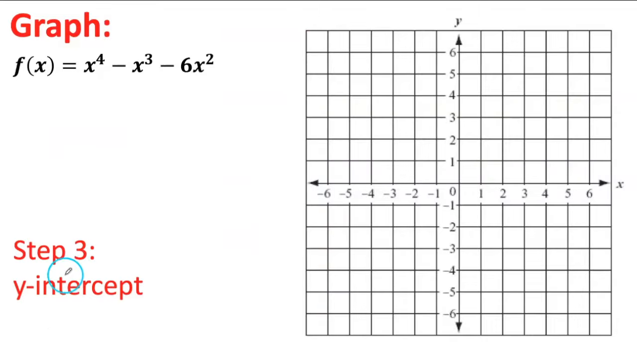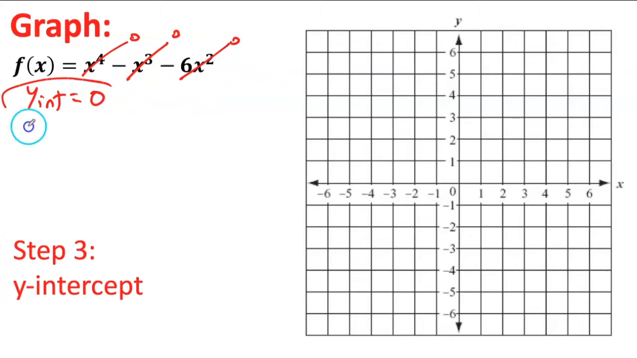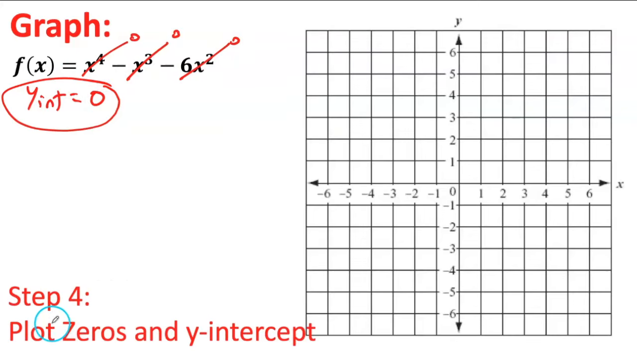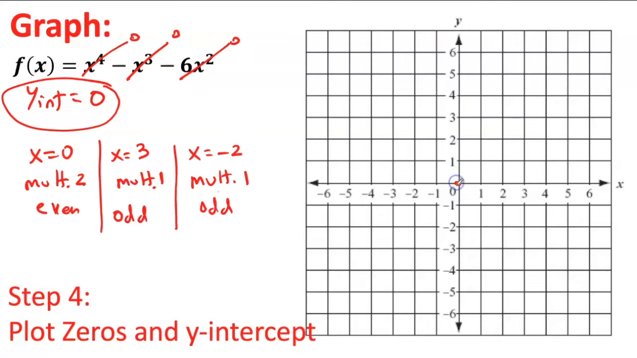Our next step is to find the y-intercept. To find the y-intercept, I make my x 0. So this is going to turn into 0, 0, 0. Nothing. So my y-intercept is 0. Our next step is to plot the zeros and the y-intercept. I have my y-intercept. Let's bring the zeros: 0, 3, -2. My y-intercept is 0, so that's (0, 0). Keep in mind that my multiplicity at 0 is even.